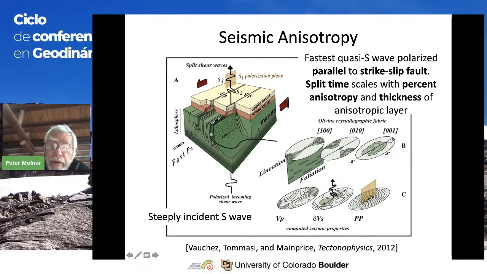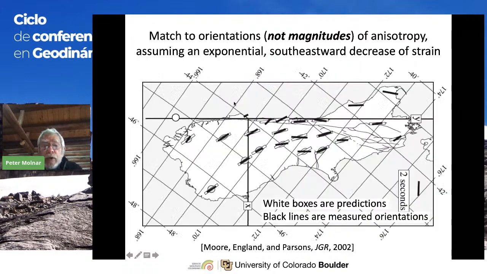And remember that the anisotropy is aligned parallel to the maximum elongation, and this can be written in terms of the orientations of crystals in olivine, I should emphasize. But I won't say too much about that. This picture is one I want to leave you with, and I'm going to take you back to an older paper using older data. I'll show you newer data in a minute.